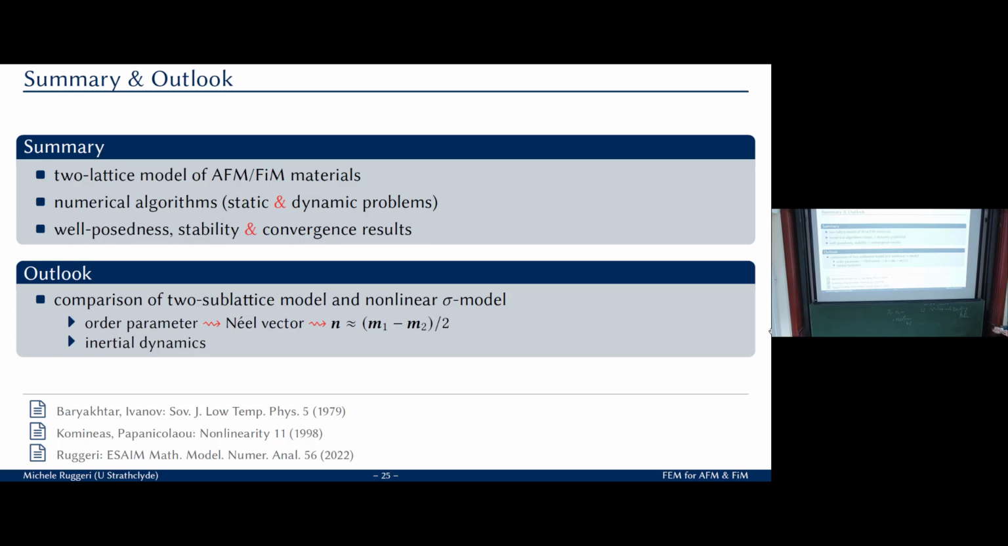What I would also like to do is to compare, numerically and analytically, this model with the second model that I was mentioning in the very beginning for antiferromagnetic and ferrimagnetic material, which uses a different order parameter, the so-called Néel vector, which can be understood more or less as the difference between M1 and M2, and the resulting dynamics is inertial dynamics. So you have your LLG type equation plus some inertial terms, so it's a second time derivative. And then we would be interested in understanding the connection between the two models. All right, this is what I wanted to say.